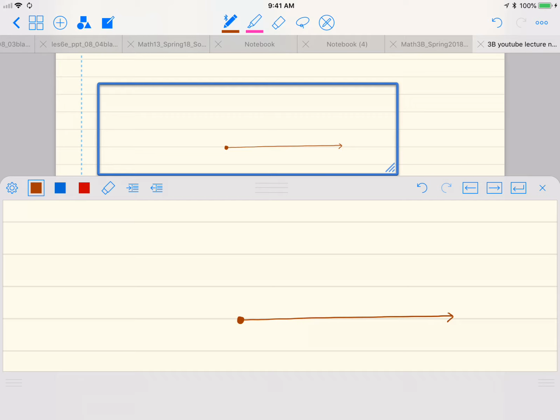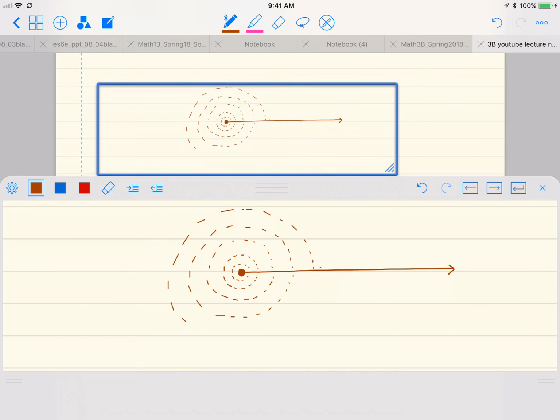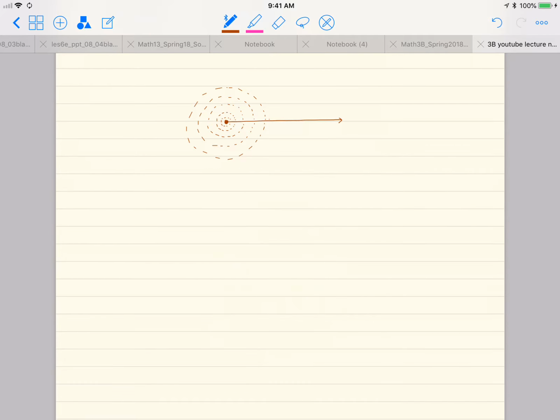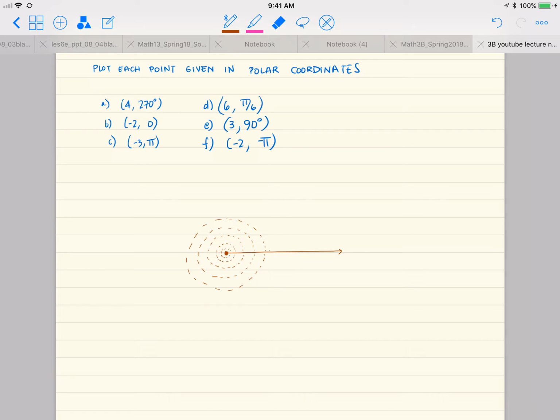I'm going to draw in little teeny tiny circles. So this is going to be r equals 1, r equals 2, r equals 3, r equals 4, r equals 5, and so forth and so on. All right, so I've got my polar axis up, my polar plane. Went a little crazy there.